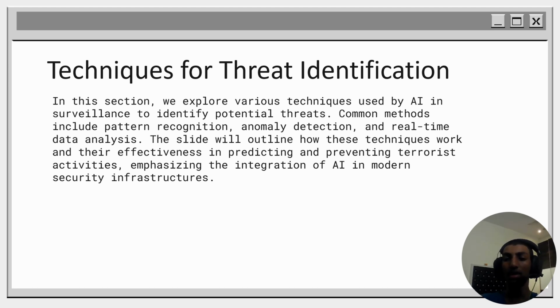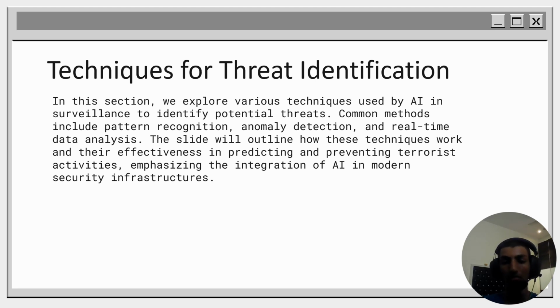Key techniques used in AI surveillance include pattern recognition, like identifying unusual movements or behavior; predictive analysis, predicting potential attacks based on historical data; anomaly detection, which flags deviations from normal patterns; and face recognition, which compares faces against a watch list.